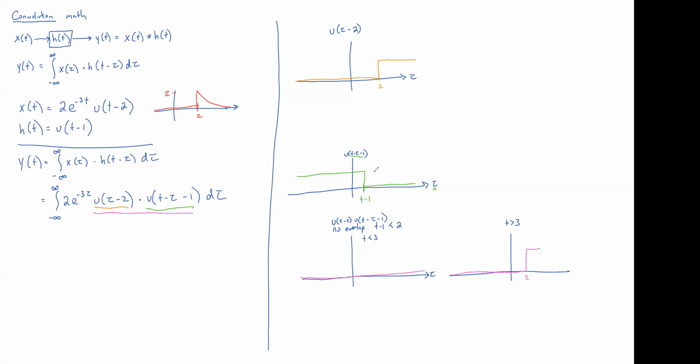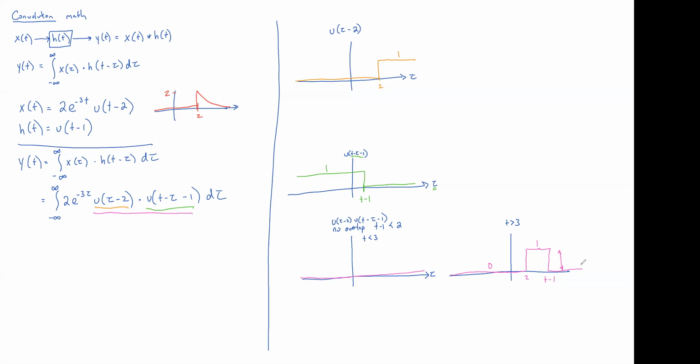After that, this is 1, but this is going to drop down at some point, and it will drop down at t minus 1. And for t greater than 3, this right side will be to the right of the 2, and we'll get some sort of box. And it will be of height, since, what height will it be? This is a step, this is a height of 1. And this is a step, it has a height of 1. So 1 times 1 will give this a height of 1.